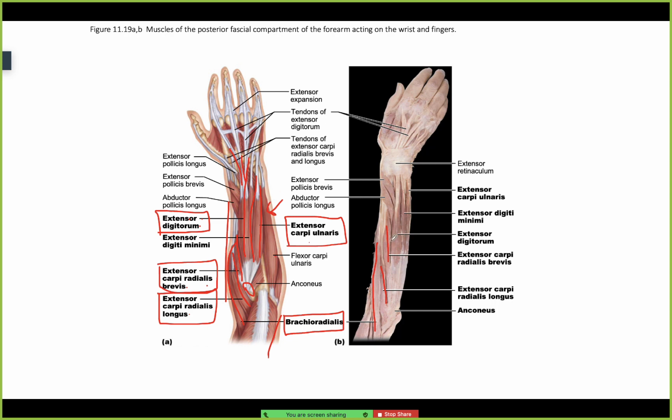So if we look on the cadaver, you have the extensor digitorum, and it's going to go all the way up to the digits. And next to that, you have your extensor carpi ulnaris, and that's going to be this guy coming down this way. So both pictures are great. I do like this cadaver image, but don't forget to look at the file of images.